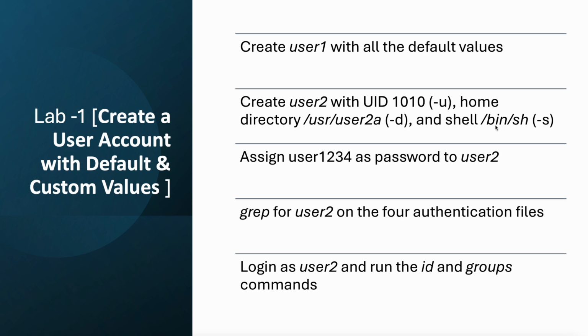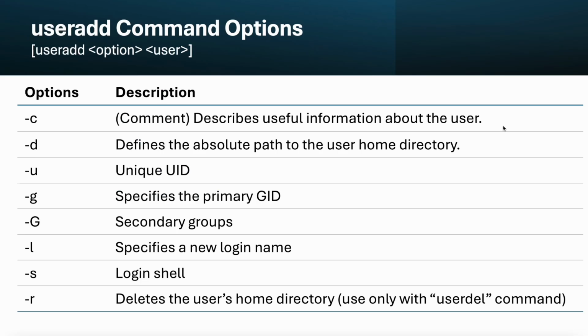Second is to create user2 with a UID 1010 and home directory as /usr/user2a and the login shell as /bin/sh. So it is asking me for three things. It is the custom values: UID 1010, home directory as /usr/user2a and login shell as /bin/sh. So let's do it.